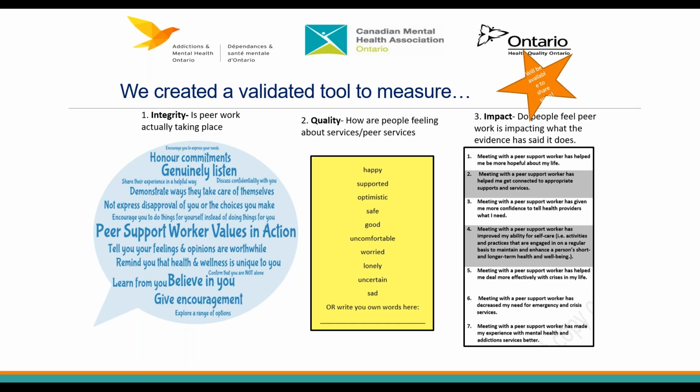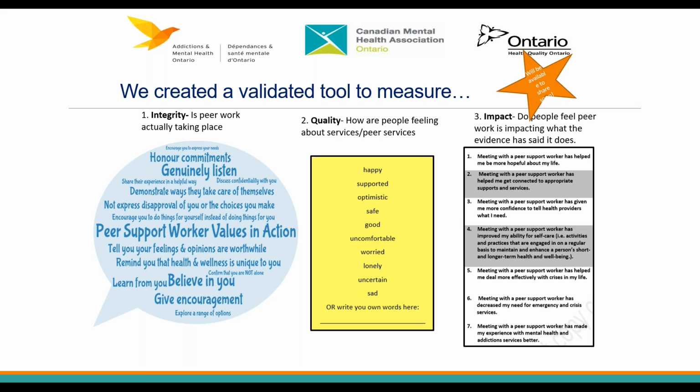Hi, everybody. So this is the validated tool that's divided into 3 sections. The first section is really the unique portion of it where we translated values into actions and behaviors so that we can more easily translate what authentic peer work needed to be. And people were able to then rank from disagree or strongly disagree to strongly agree whether they felt those values were in action when they met with peer support workers. Then they were able to actually tell us about the quality of that experience. So we asked how they felt about services they received in mental health and addiction before ever meeting with a peer support worker, and they were able to circle as many of those emotions as they felt. And the second question was, how did they actually feel about the peer support work they were currently receiving?